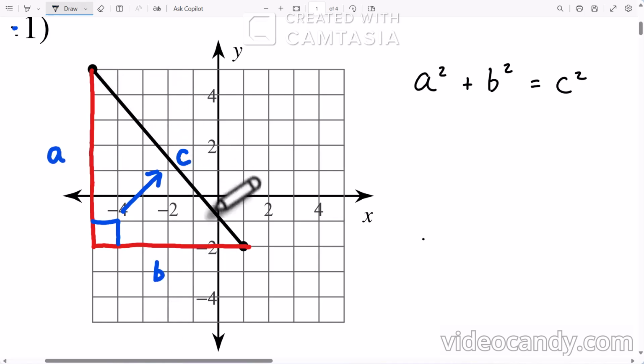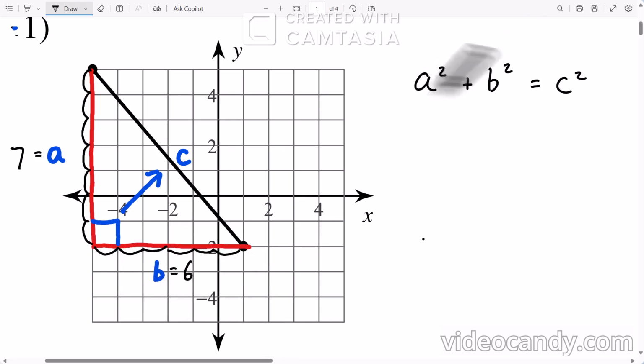All right, so we're trying to find the length of C, the hypotenuse. That's the original line segment. Let's count the length of the other ones. Right here we have 1, 2, 3, 4, 5, 6, 7. Okay, so A equals 7. And counting for B, 1, 2, 3, 4, 5, 6. Okay, B equals 6.